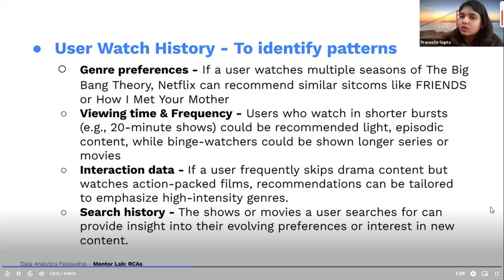Those are the shows which have episodes 20 minutes long, 30 minutes long. So that would be a recommendation for somebody who watches for short durations. For somebody who watches for long hours, recommending movies or longer series would work, like there are also series which have 1 hour long episodes. So those could be the recommendations.